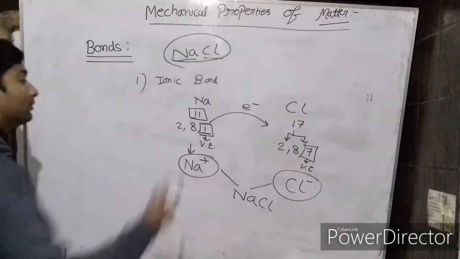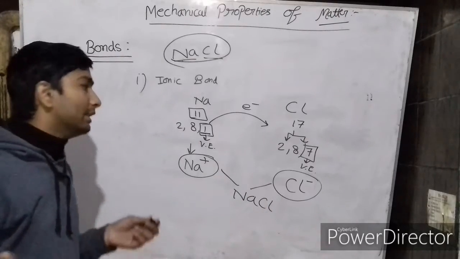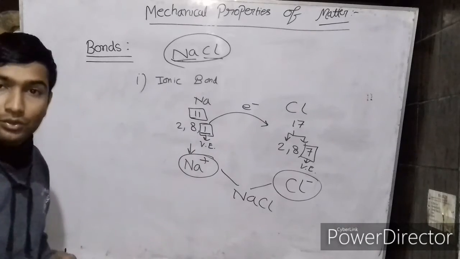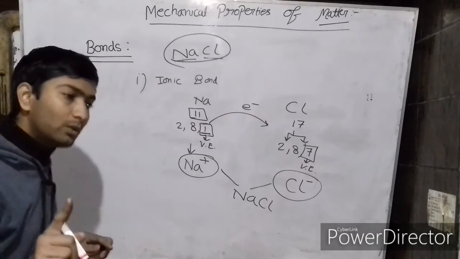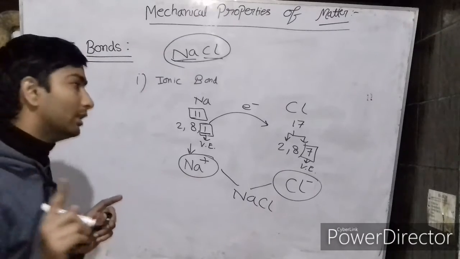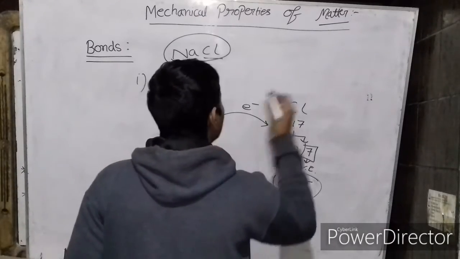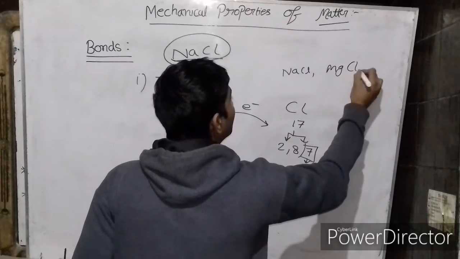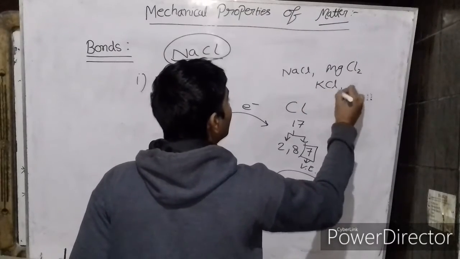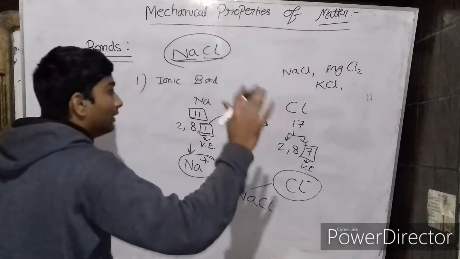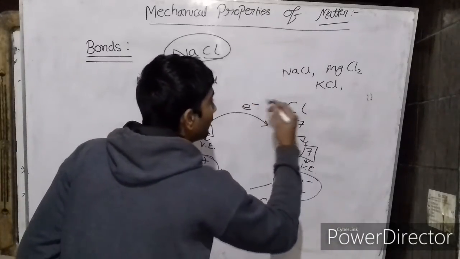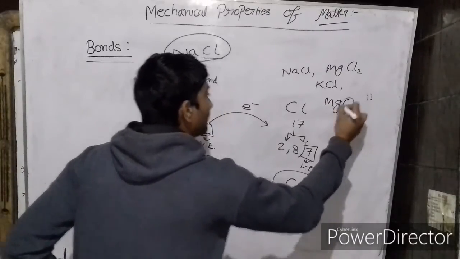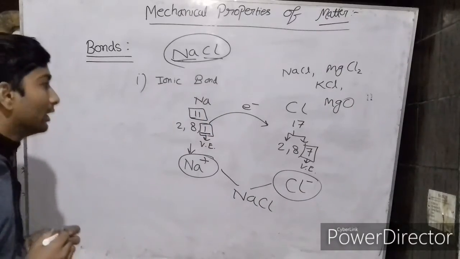So actually, what is an ionic bond? It is a type of electrostatic force which holds them together. This is your ionic bond. Ionic bonds are always formed between a metal atom and a non-metal atom. This should be remembered. NaCl, MgCl2, KCl, these are all your ionic bonds.